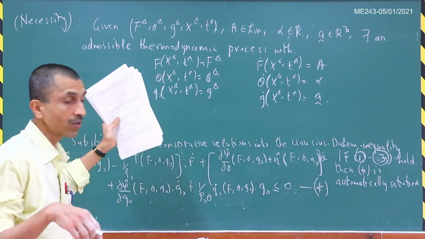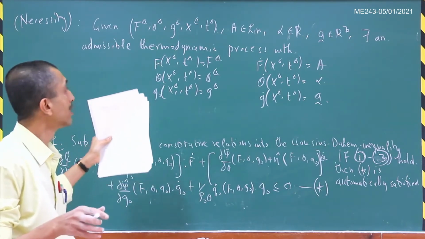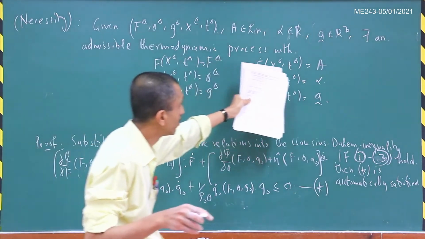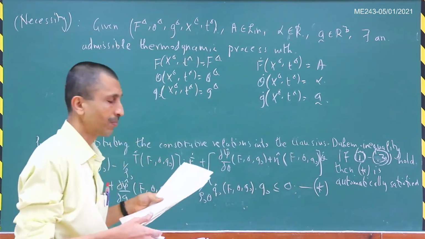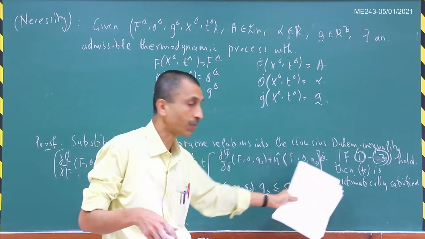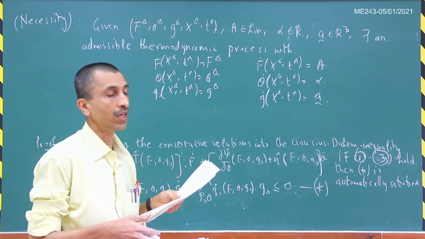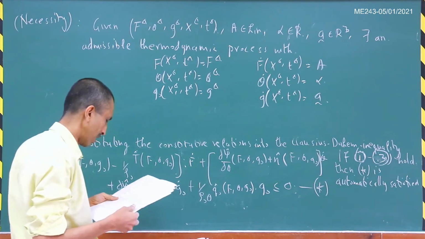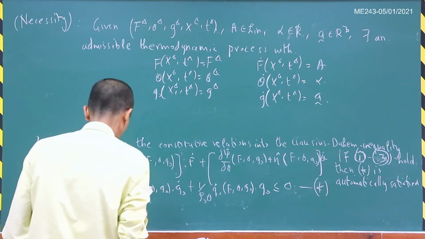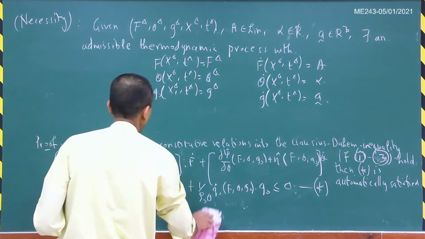So we are trying to construct an admissible thermodynamic process such that these arbitrary values are achieved in that particular process, and then we can use the arbitrary values in this particular statement, then use the arbitrariness of these values to deduce the restrictions on the constitutive relation here. Fine. So let us now define these processes.